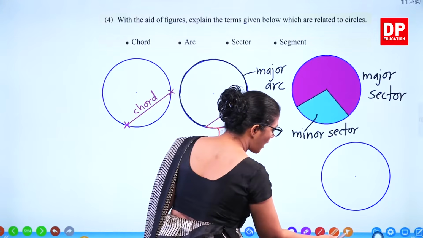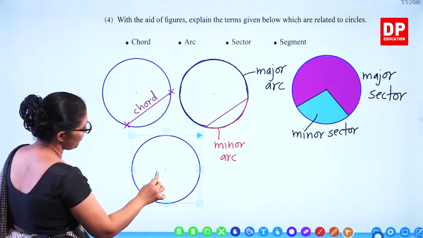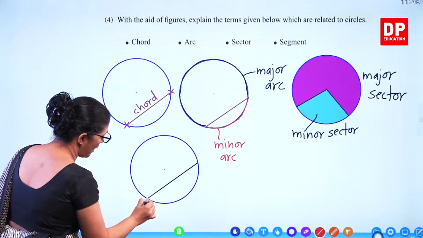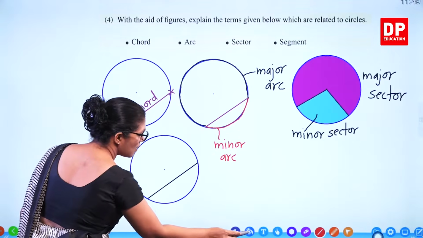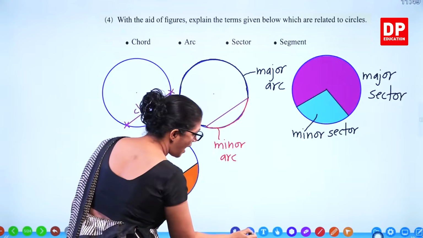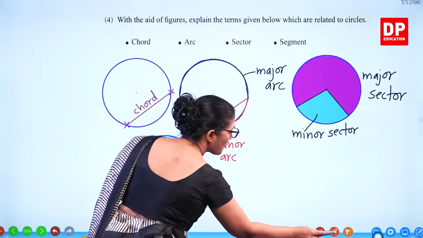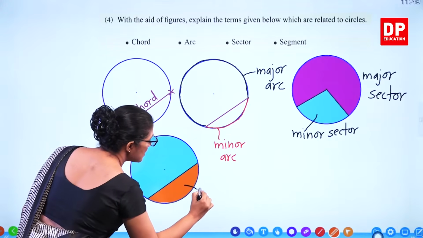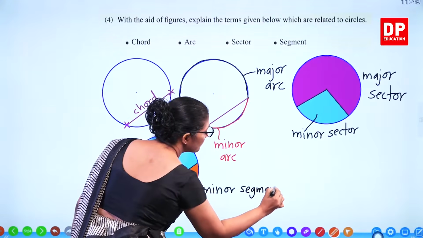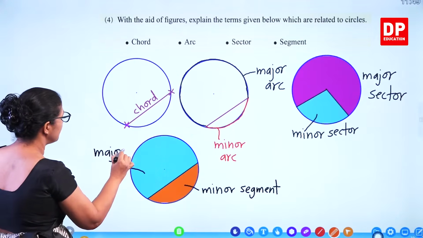And segment. How can we define segments? When we draw the chord, you get 2 segments. So this part we call minor segment and this part we call major segment. So I'll write down this is minor segment and this is the major segment.